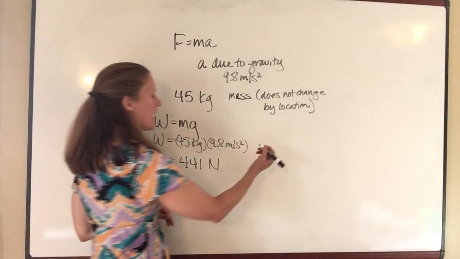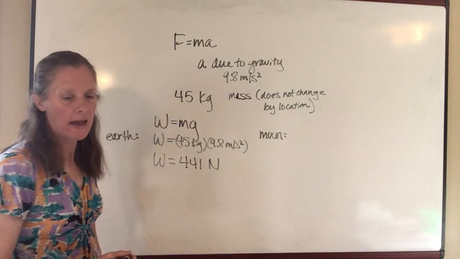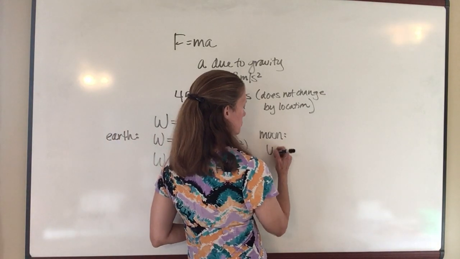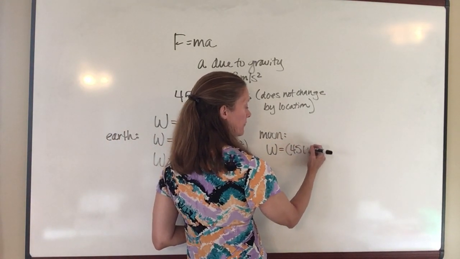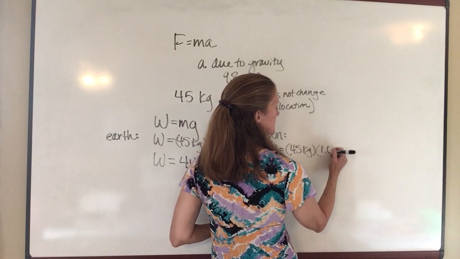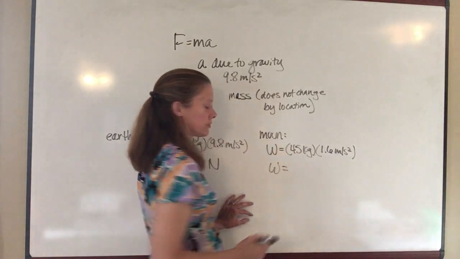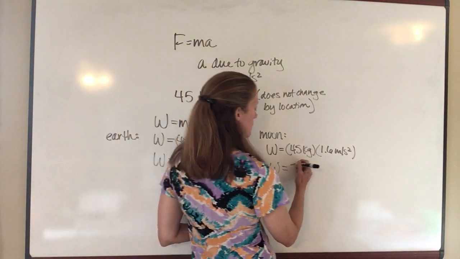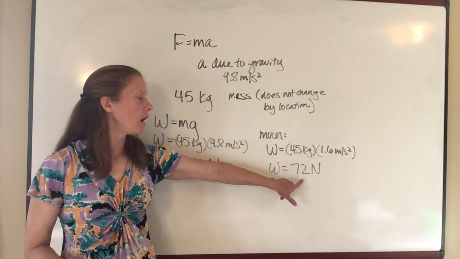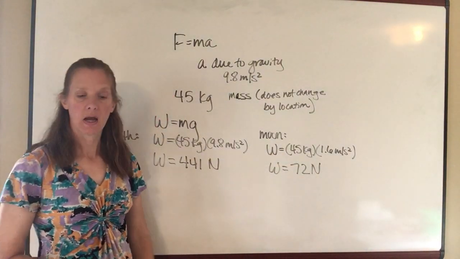Now, instead of being on the Earth, let's say that you're visiting the moon. On the moon, there's a different acceleration due to gravity. You still have a mass of 45 kilograms, but on the moon, the acceleration is 1.6 meters per second squared. If I multiply those two numbers together, on the moon, my weight would only be 72 newtons. So you can see a very large difference between the 72 and the 441, because the pull of gravity on the moon is so much less.